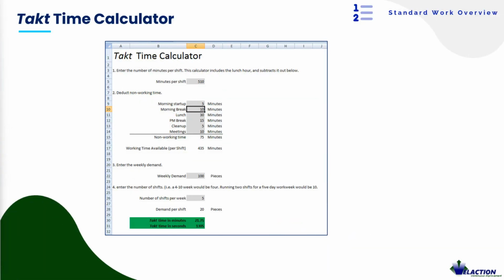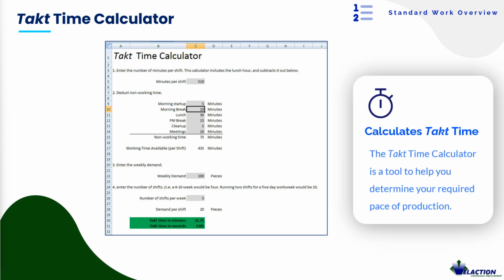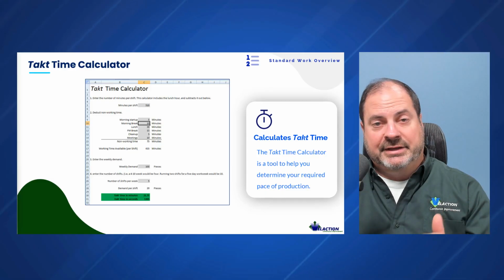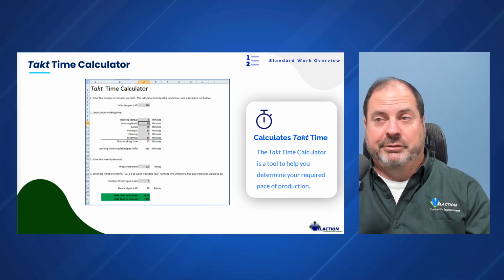Okay, this next form is the takt time calculator. On a takt time calculator, this is a tool that helps you determine your required pace of production. And one of the things that I like to stress is that takt time is calculated, cycle time is measured. So cycle time is how fast you can do it, and takt time is how fast you have to do it to meet your customer demand.